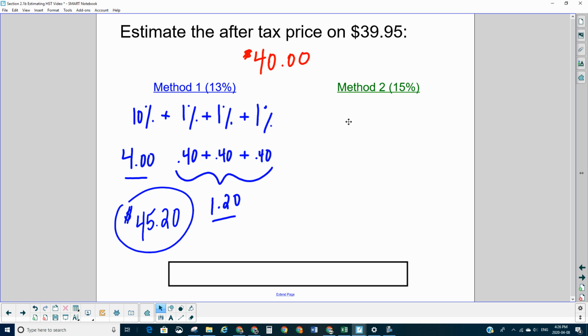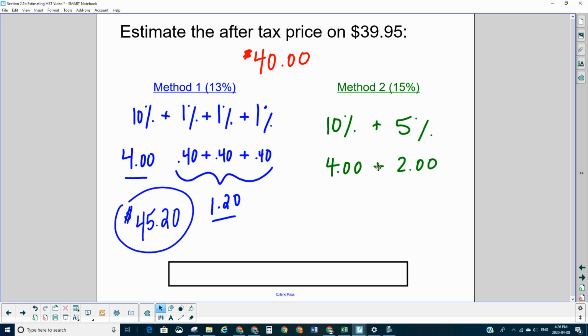Well, why am I interested in finding 5%? Well, 15% is going to be 10%, just like we did in the last day, but also 5%. And 5% is pretty easy to find because it's just half of 10%. So instead, we're going to look at the 15 as 10 plus 5. So 10% on $40, one to the left, is $4. And 5%, we don't need to do anything else. We just take half of $4. Half of $4 is $2.